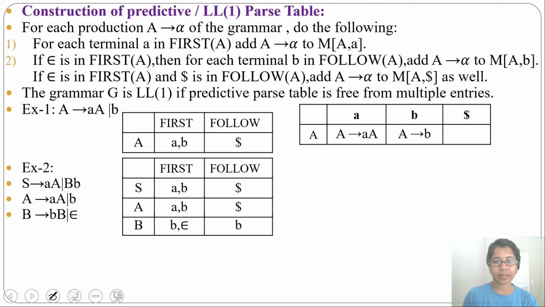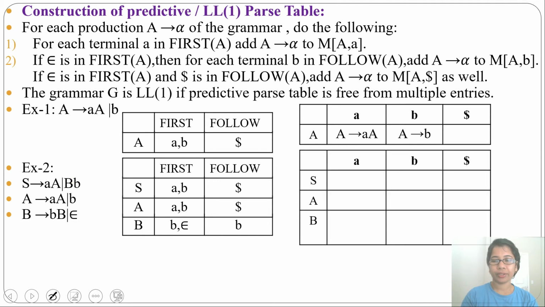Let's create the parsing table. At top, we'll write all the terminals plus dollar. Here, a, b, and dollar. And here we'll write all the variables. Variables are S, A, B. Now what will we keep in the S row? Now we'll write the S productions in the S row, and in which column? We'll write the S production in first of S. So what is first of S? a, b. So we'll write S productions below a and below b.